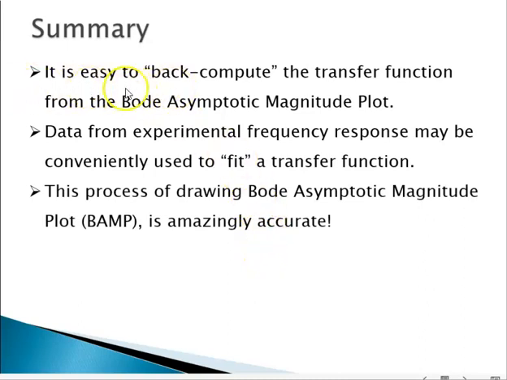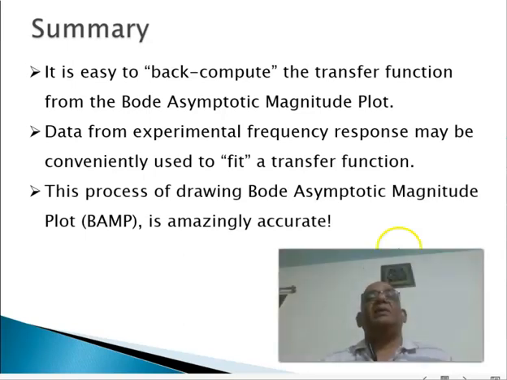So in summary, it is easy to back compute the transfer function from perhaps experimental data, and this also gives us an intuitive idea as to how to adjust the compensator to achieve a required transfer function. And the process of drawing the Bode asymptotic magnitude plot, BAM, is really amazingly accurate.